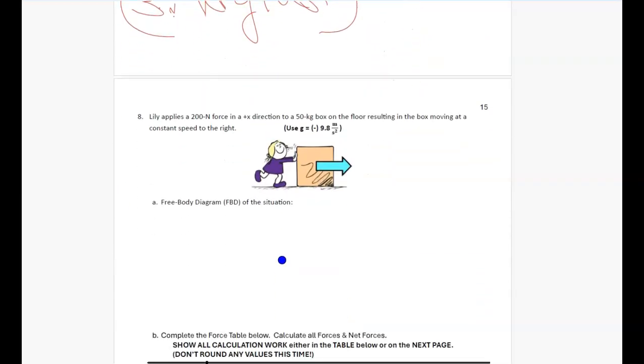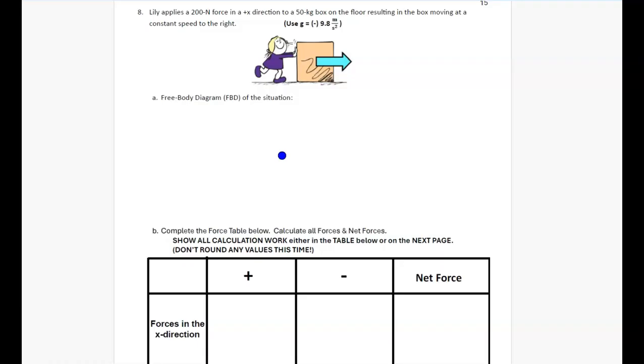Okay, let's look at the next problem. The next problem says Lily applies a 200 Newton force in the plus x direction, in other words to the right, to a 50 kilogram box on the floor, resulting in the box moving at a constant speed to the right. And we're to use g equals negative 9.8 meters per second squared here. And as always, we're asked to draw a free body diagram.